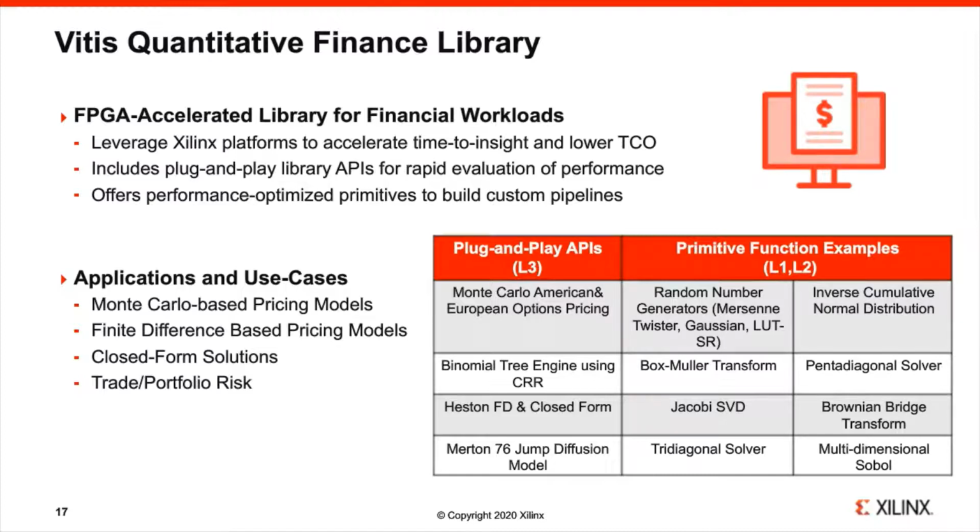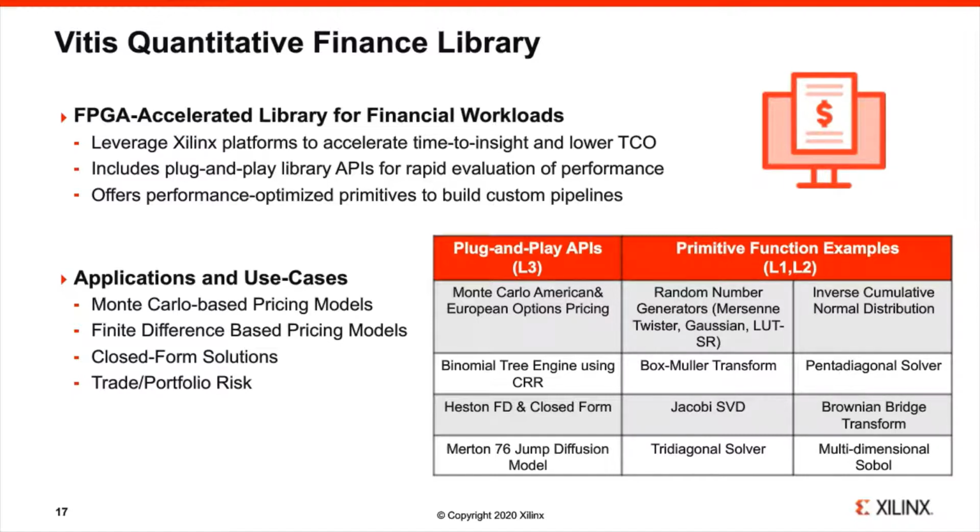So if you're working on financial workloads such as options pricing, modeling, trading, evaluation, and risk management, these are great candidates for FPGA acceleration. The Vitis quantitative finance library offers plug-and-play level 3 APIs with precompiled FPGA binaries to enable rapid evaluation of the acceleration you can achieve on Alveo accelerator cards. Some examples of these APIs include Monte Carlo-based American and European options pricing engines, binomial tree engines, the Heston finite differences and closed form solutions, and others.